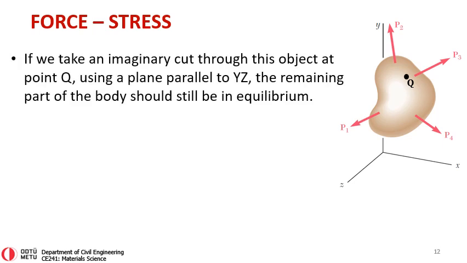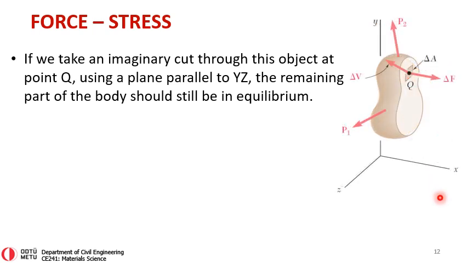But how do we see that? Well, in order for us to see that, we have to make an imaginary cut through this object at point Q. Let's say that we will start with a plane parallel to the YZ plane. So we will be cutting right at that Q. And whenever we do so, now we have part of that body, and since the original body was in equilibrium, we should be able to say that this part of the body should still be in equilibrium.